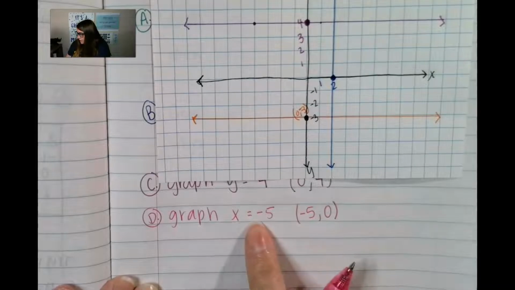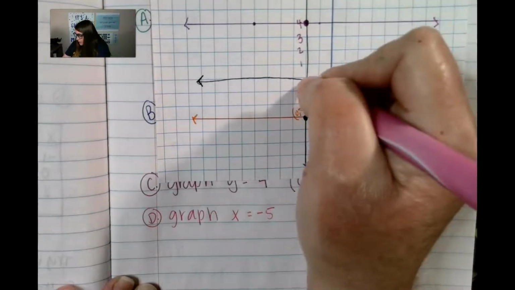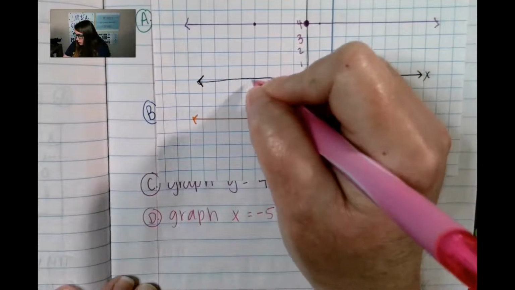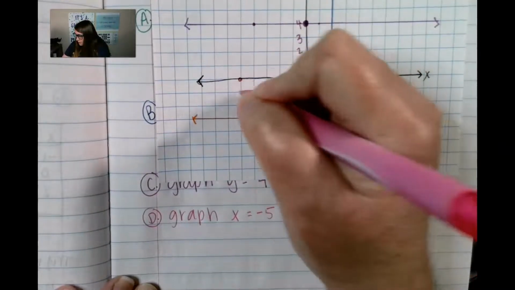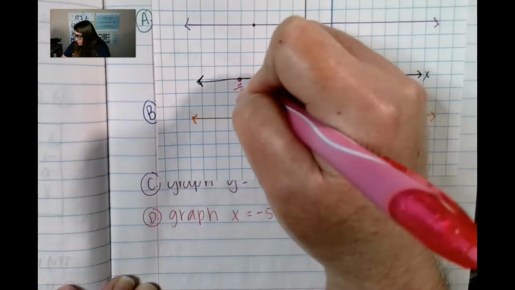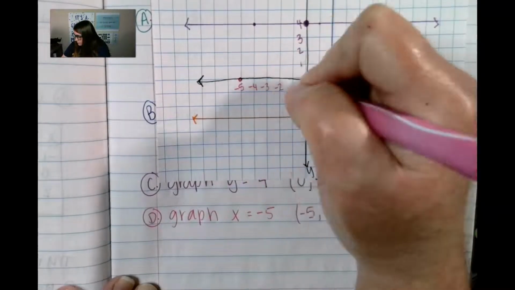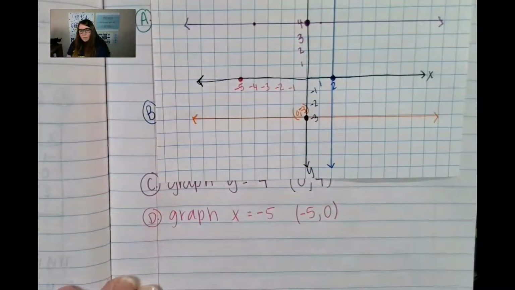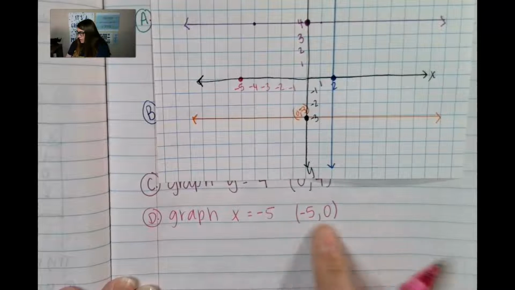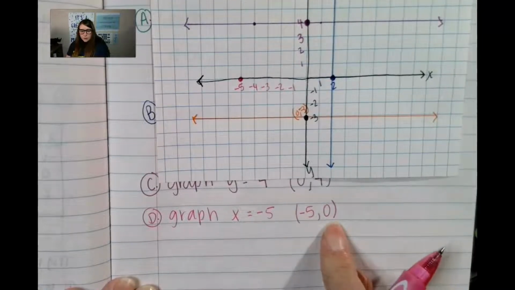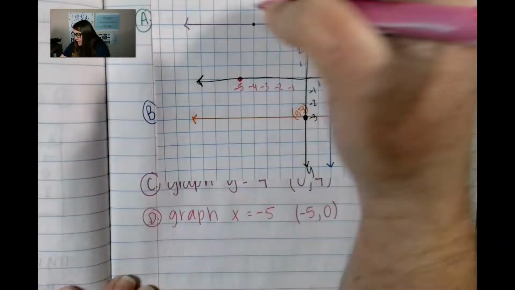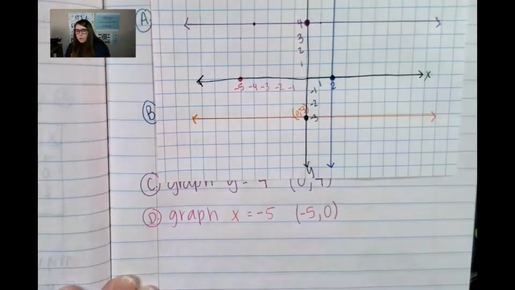So graph x equals negative 5, so I'm going to go to the line. Here's my x, and I'm going to go to negative 5. 1, 2, 3, 4, 5. Negative 5. And I'm going to put my dot here. Okay? Now, let's say that instead of y equaling 0, y equaled 3. Well, it would still be negative 5, 3.